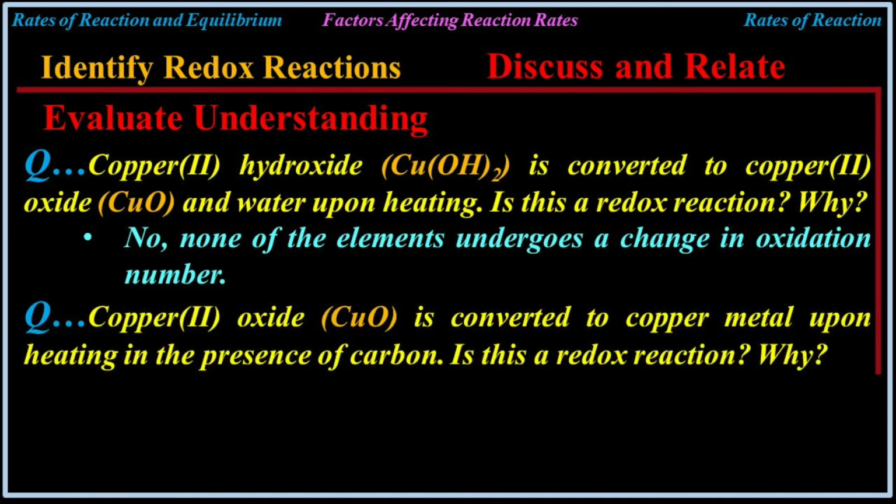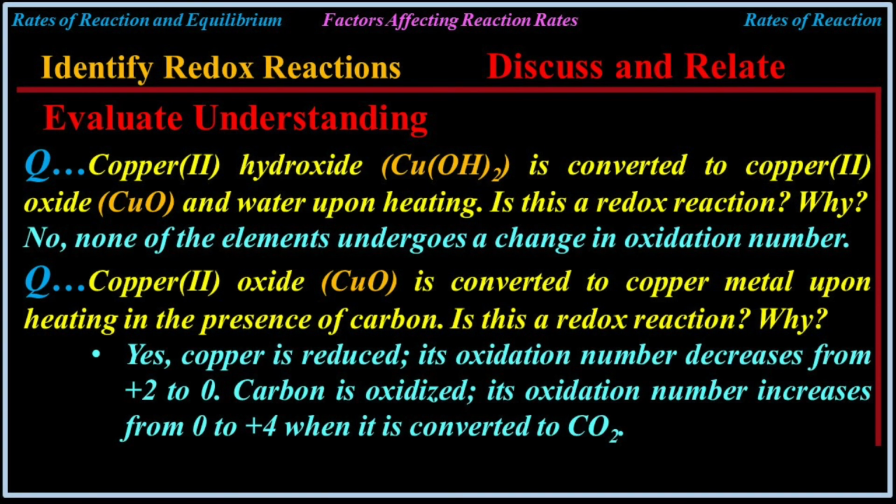Copper(II) oxide is converted to copper metal upon heating in the presence of carbon. Is this a redox reaction and why? Absolutely, because you are making the metal. So you're going from +2 to 0. So yes, copper is reduced. Its oxidation number decreases from +2 to 0. Carbon is oxidized. Its oxidation number increases from 0 to +4 when it is converted to carbon dioxide.